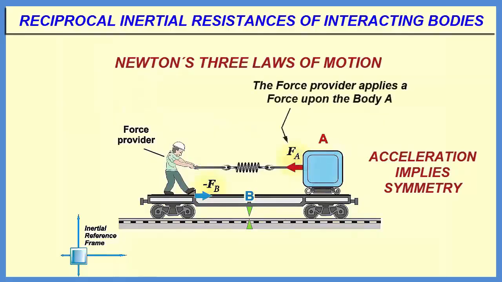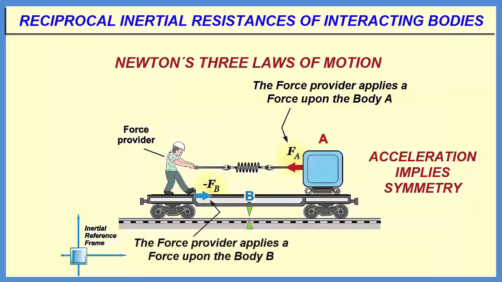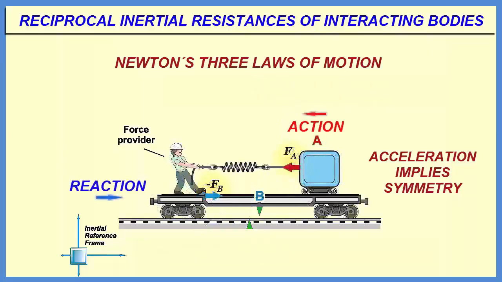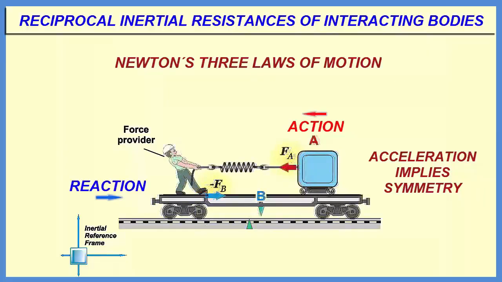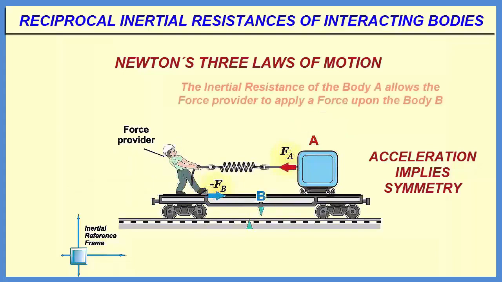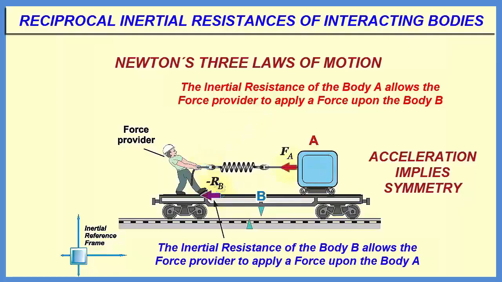When a force provider applies a force upon a body A, he applies, simultaneously, a force upon another connected body B. It is the inertial resistance of the body A, which allows the force provider to apply a force upon the body B. At the same time, it is the inertial resistance of the body B, which allows the force provider to apply a force upon the body A. This now clear linear acceleration mechanism is the same as that for curvilinear motions, and especially for the motion resulting from the unbalanced rotation.